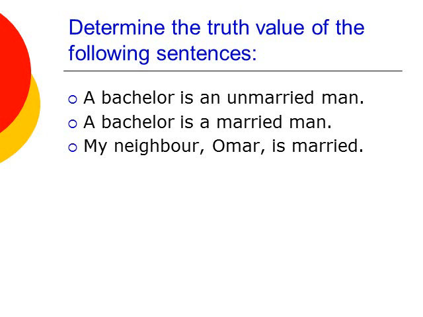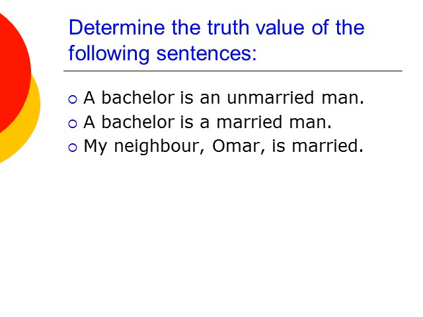Again, let me ask you to determine the truth value of the following sentences. That is, determine whether the following statements are true or false. The first sentence is, a bachelor is an unmarried man. The second sentence is, a bachelor is a married man. The third sentence is, my neighbor Omar is married. Are you able to decide whether these statements are true or false? Probably you were able to do that for the first two sentences. A bachelor is an unmarried man. Yes. A bachelor is a married man. This sentence is false. Whereas for the third sentence, my neighbor Omar is married, probably you were unable to determine whether the statement is true or false because you need some extra background information, some non-linguistic information, to be able to determine its truth value.